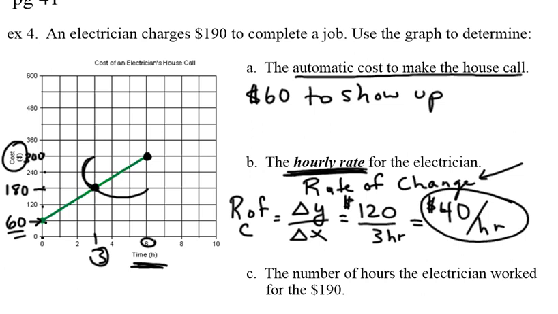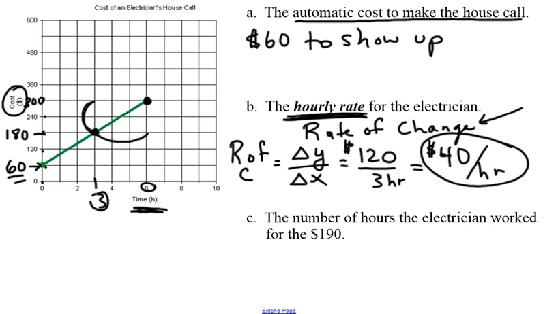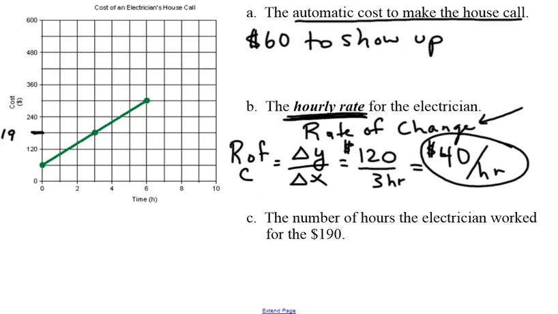And for C, using the graph, it says the number of hours the electrician worked for $190. Well, what we want to do is, first of all, just get rid of a little bit of those sketches so it's easier to see. We want to know the number of hours for the $190. Well, first we need to figure out where $190 occurs. There's 180. So 190 would be a little bit above that.